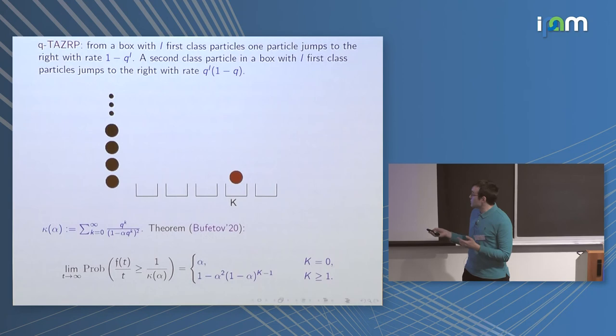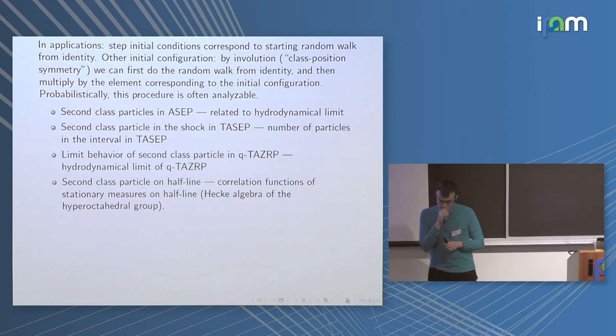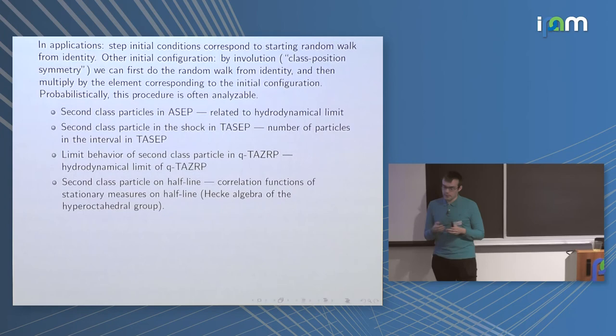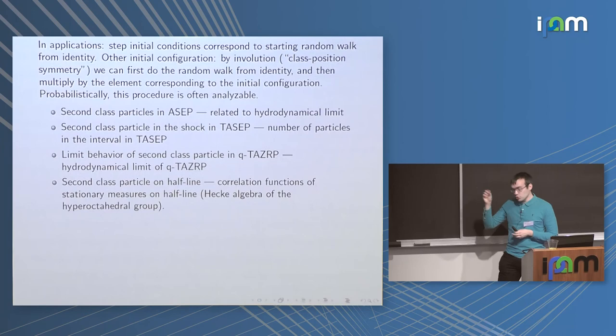And let me concentrate on a general scheme. These applications work as follows. In probability, we know quite a lot about processes which start with step initial condition. There are some integrable tools available, and in many other respects, these are the best studied processes. And then if we need to analyze a system which starts from some other initial configuration, this involution tool allows us to reduce it to a certain question for step initial conditions.